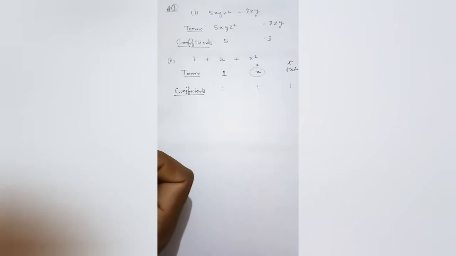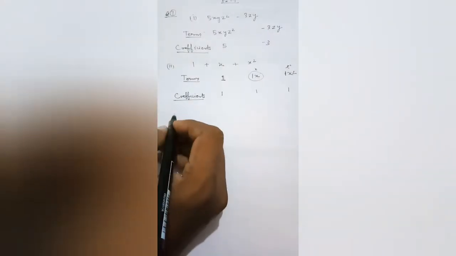Now in question number 2, you have to classify the polynomials as monomials, binomials, trinomials. I have already explained the examples of monomials, binomials and trinomials. Simply you have to count the terms, and according to the number of terms, you have to write down monomial, binomial or trinomial for question number 2.